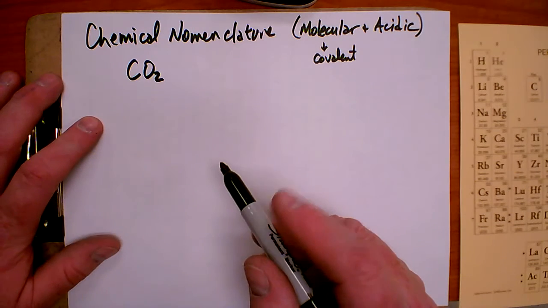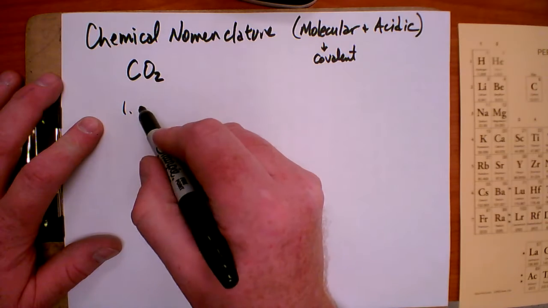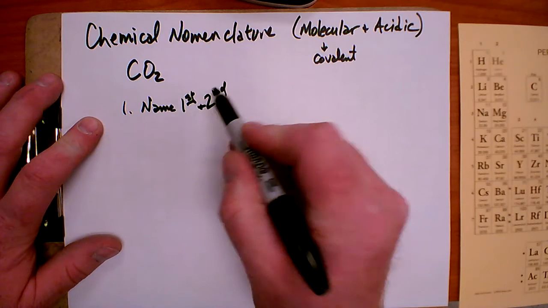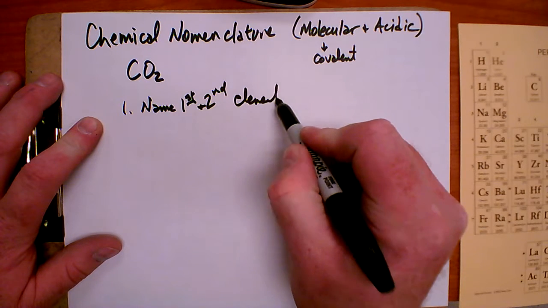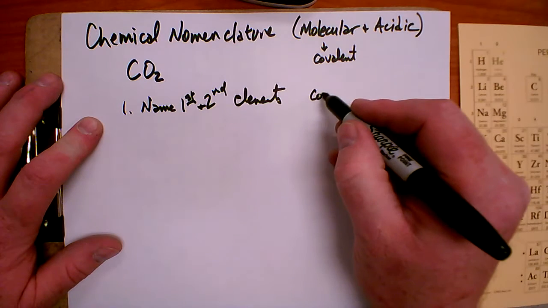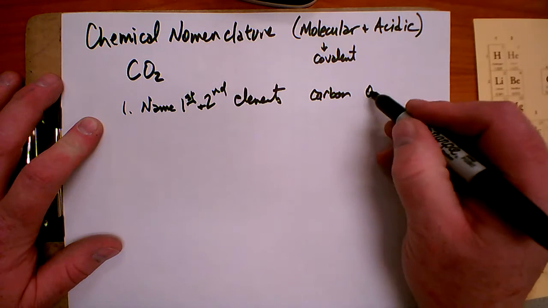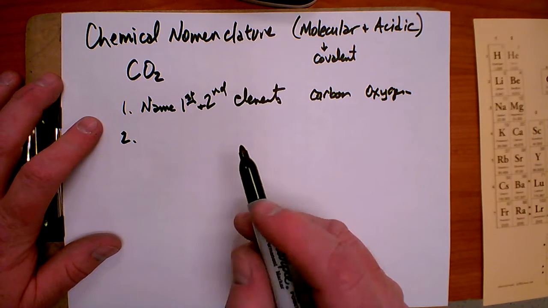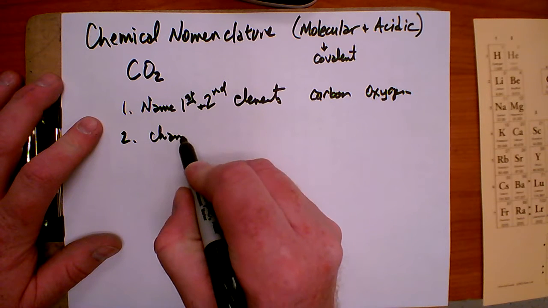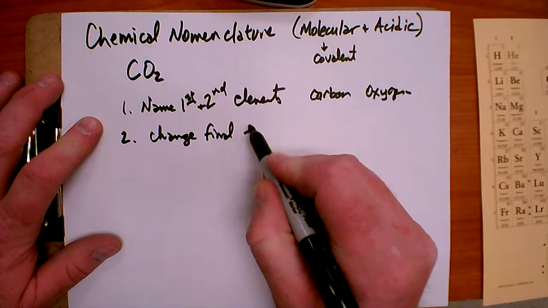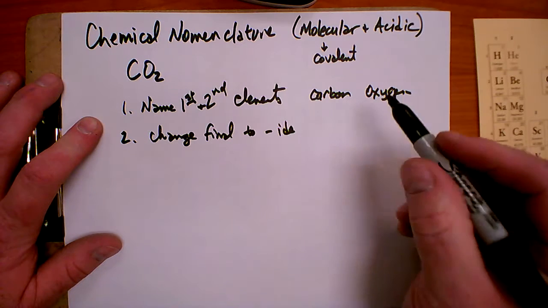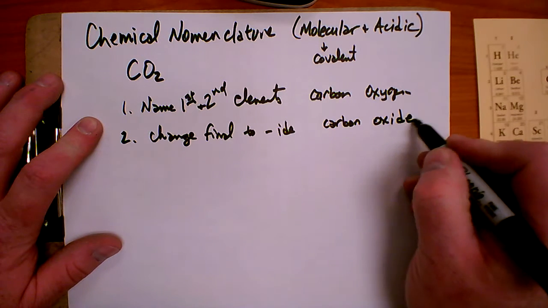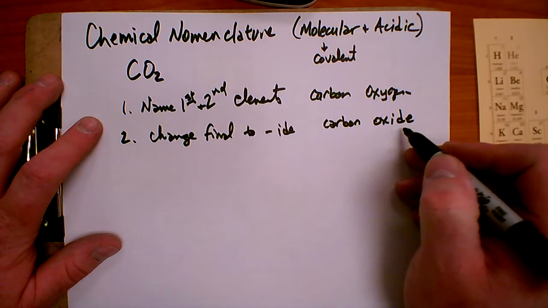So there's three pretty simple steps. Step number one is to name the first and second elements. So in this case, I would say carbon, oxygen. Step number two is to change the ending of the final element to IDE. In other words, carbon oxide. Change the oxygen to oxide, the IDE.